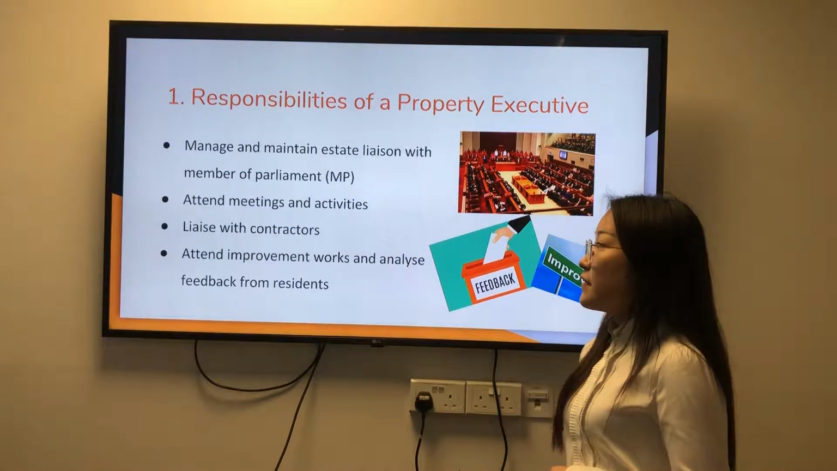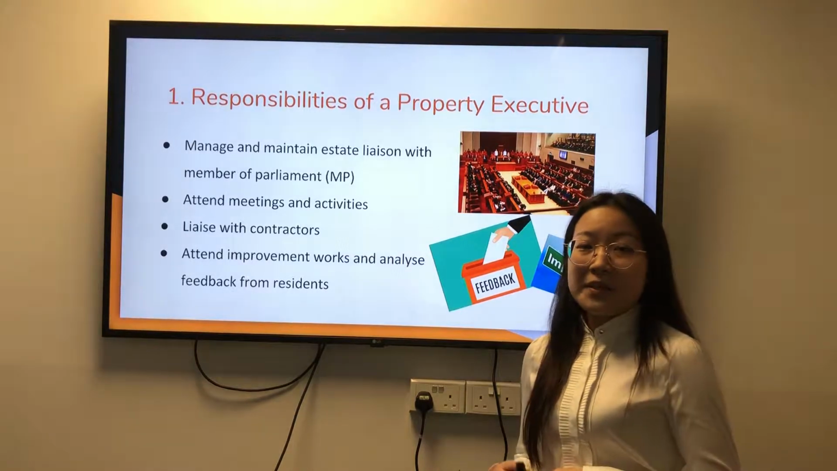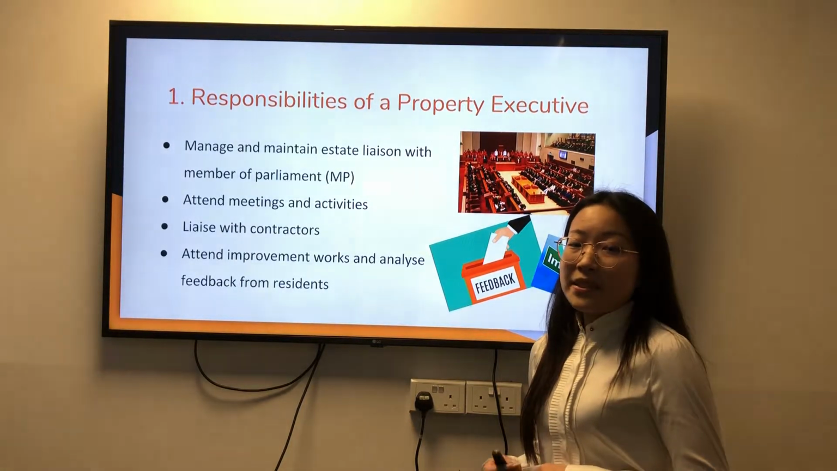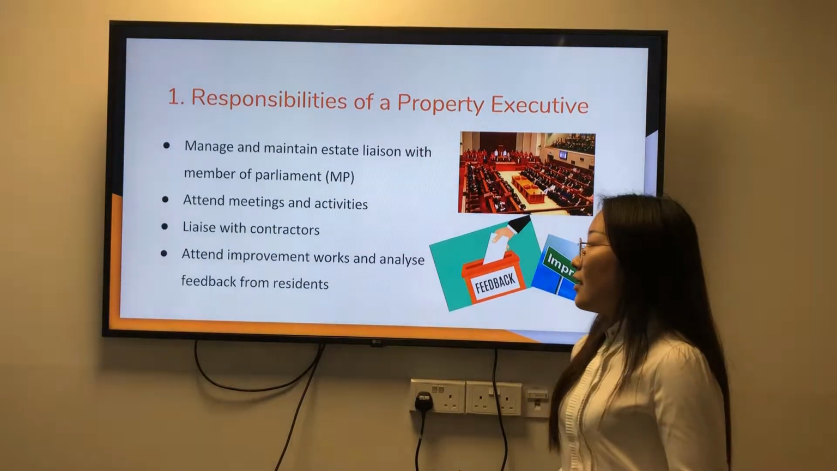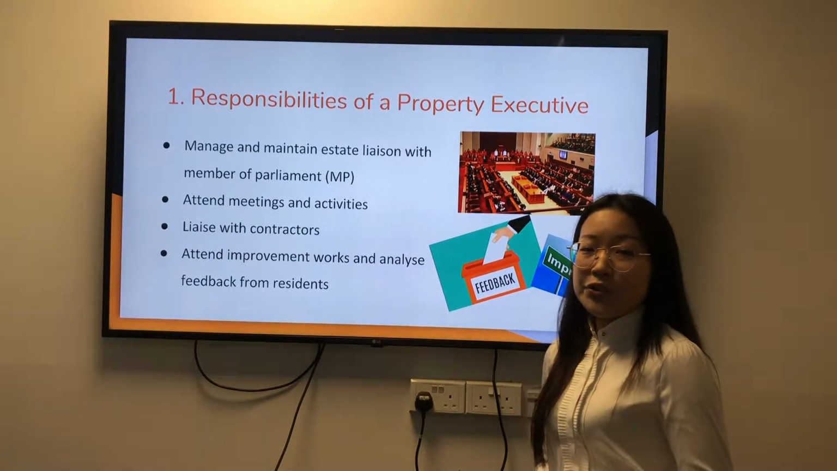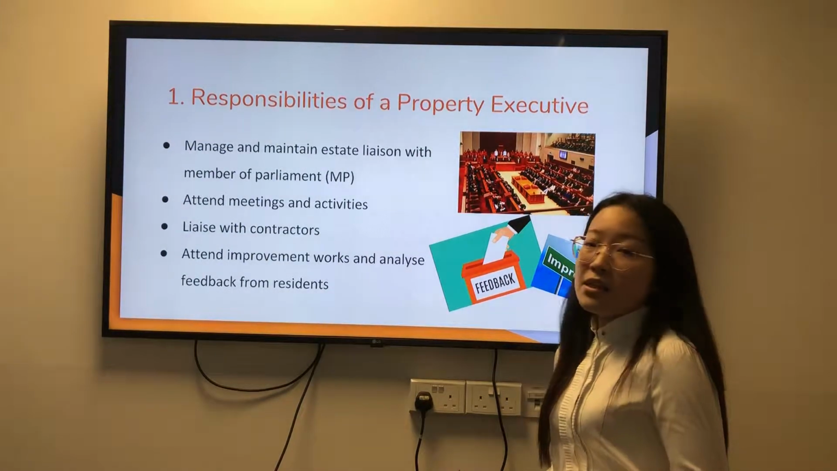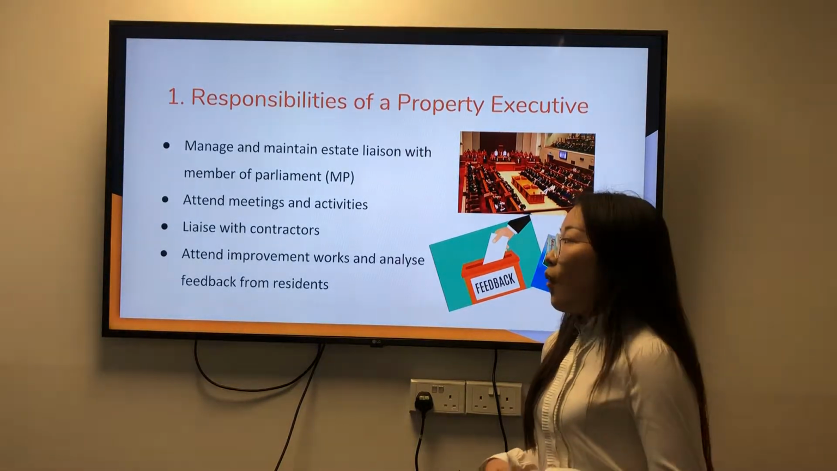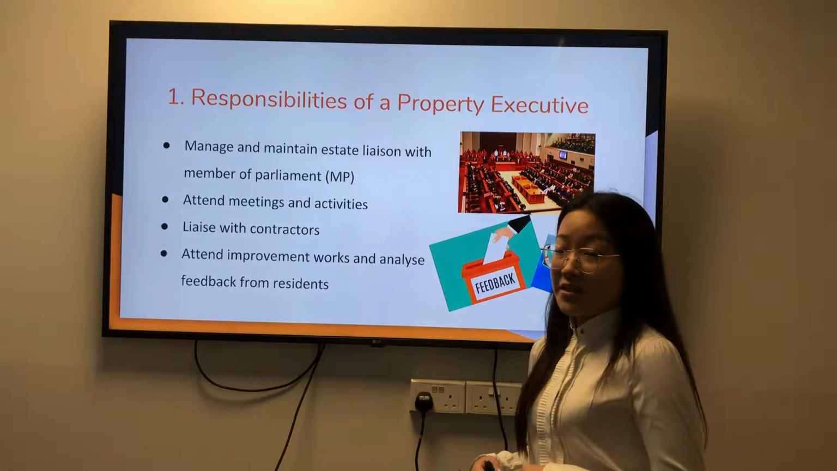Attending meetings and activities. A property executive is required to participate in various meetings with residents so as to assist in management reporting, which is required by residents. Liaise with contractors to ensure proper maintenance. The property executive will check with the contractors whether the works have been done and whether they have been done on time.